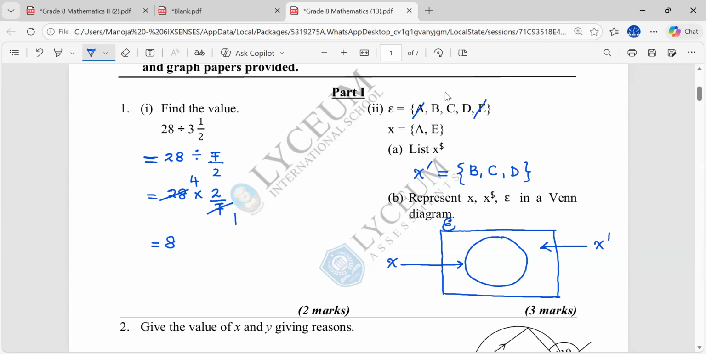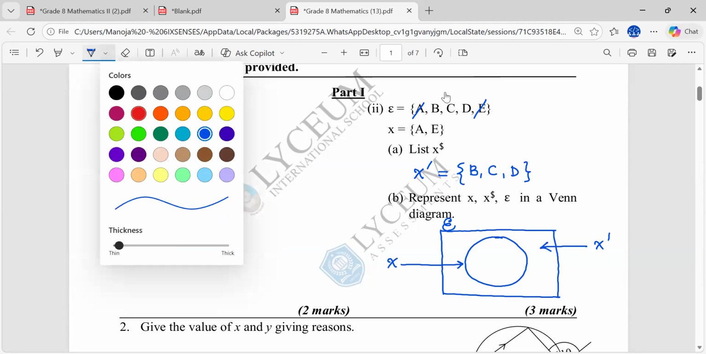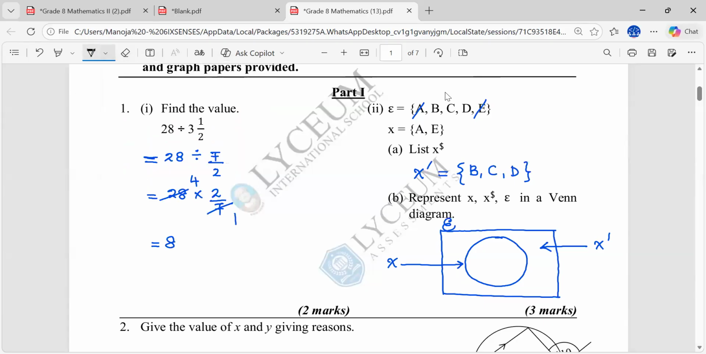And how we are going to write the letters. If needed, you can use the black pen. A and E are inside the X set, and then B, C and D are outside of X. So this is the complete Venn diagram to show this scenario, right?